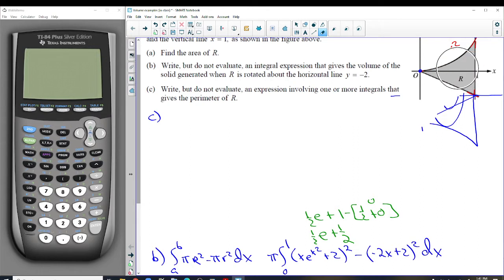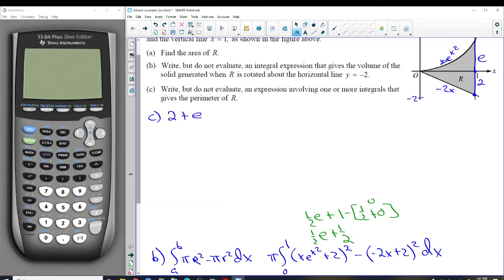I'd like to erase this too. Get it nice and clean. Negative 2x, x e to the x squared. And we need the perimeter. Well, this we said was down here at negative 2. So this distance from here back up to here, that's 2 units. And if I plug 1 into x e to the x squared, that's actually going to be e. 1 times e to the 1. So that side over there has a length of 2 plus e.